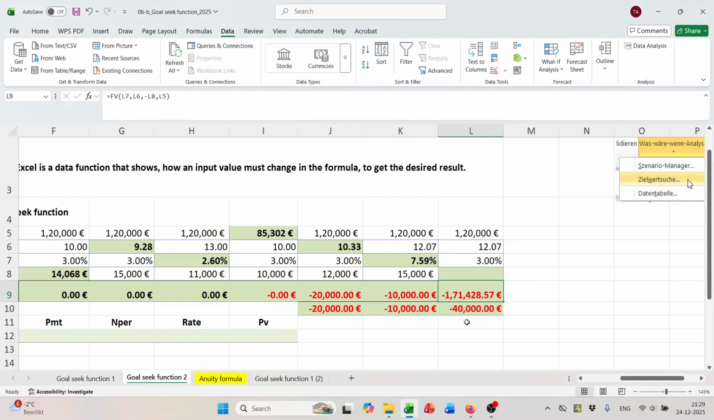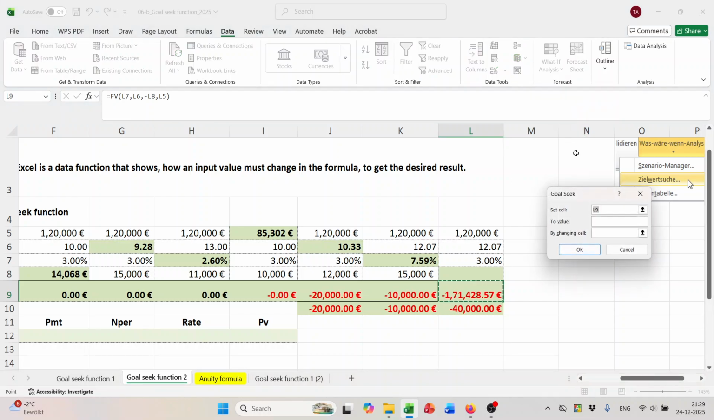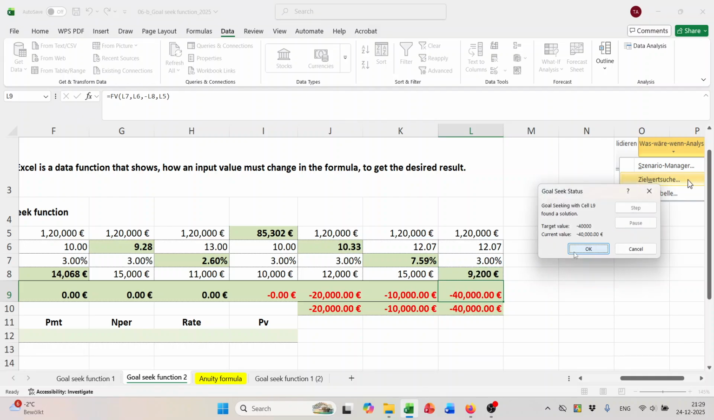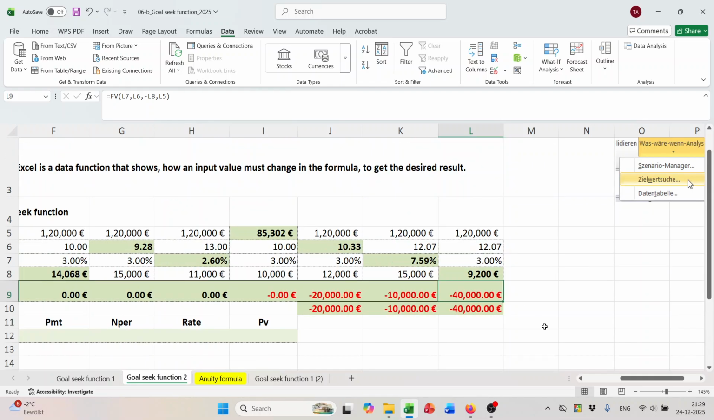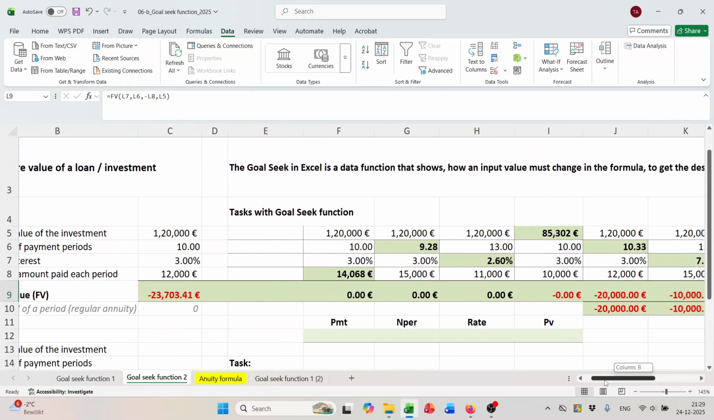Okay, now this I want to be minus 40,000. Yes, 40. Sorry, set cell should be this one, with this cell, it should be minus 40,000, by changing this cell. Okay, so this is all for the goal seek function. Thank you.